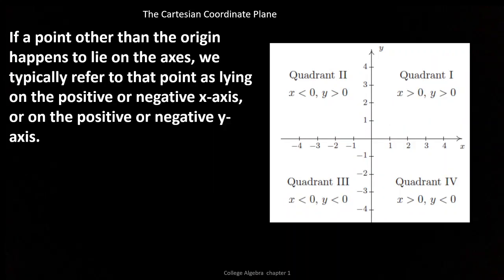If a point other than the origin happens to lie on the axes, we typically refer to that point as lying on the positive or negative x-axis, or on the positive or negative y-axis. So there are some points that are not in any quadrant, like this one or this one or this one or this one. So this point is on the positive x-axis, this is on the positive y-axis, negative x-axis, and this is on the negative y-axis.